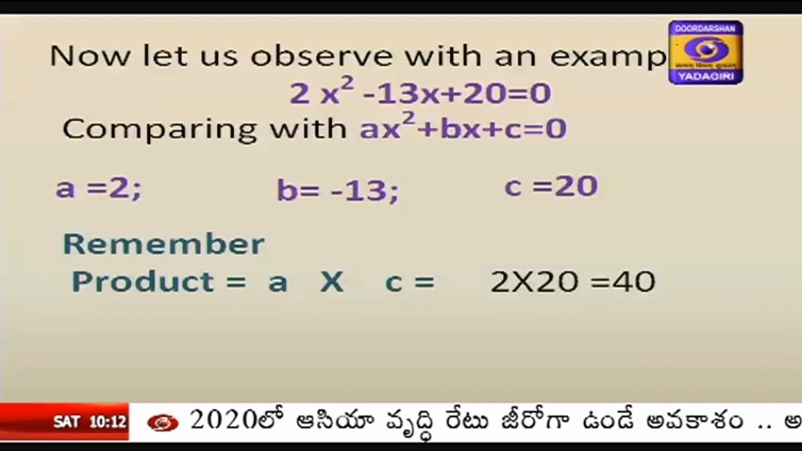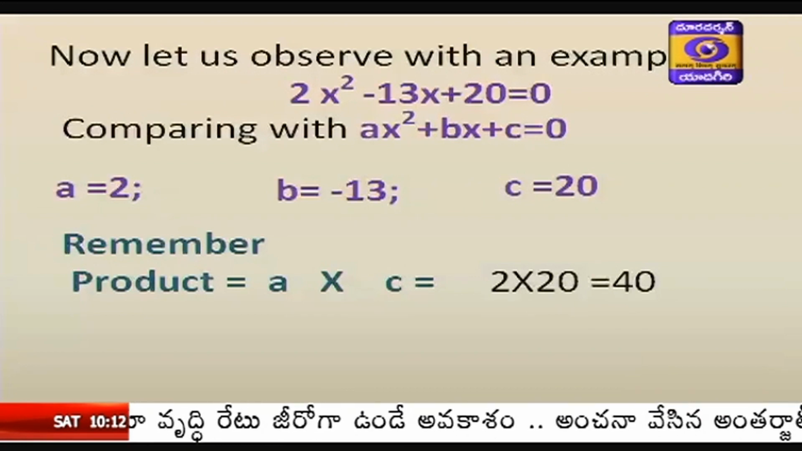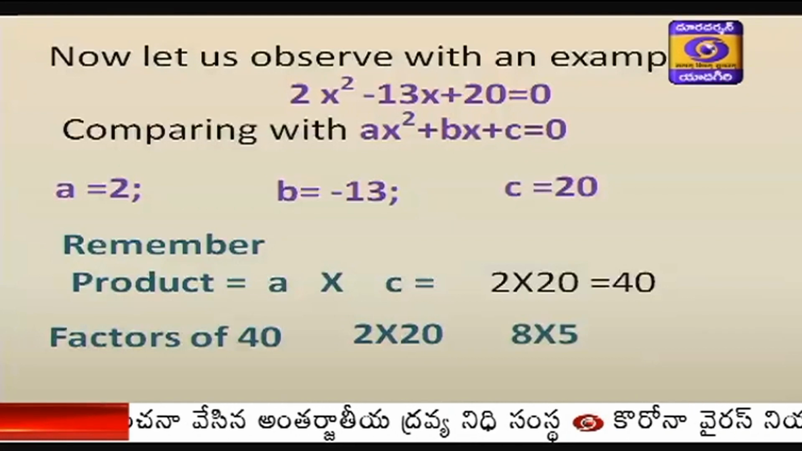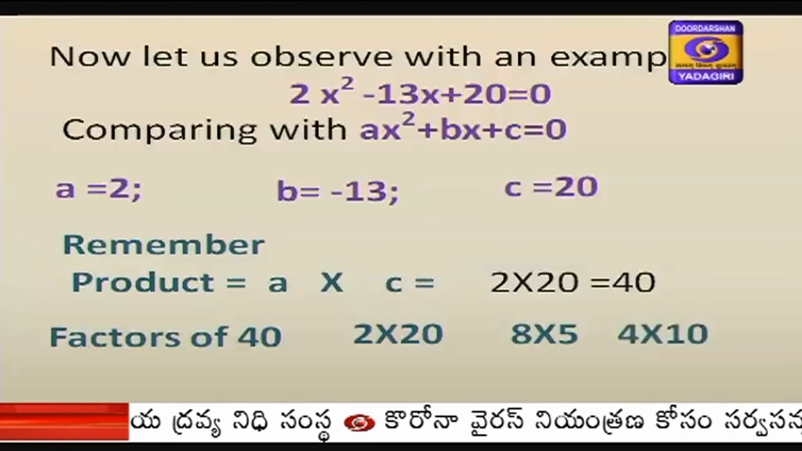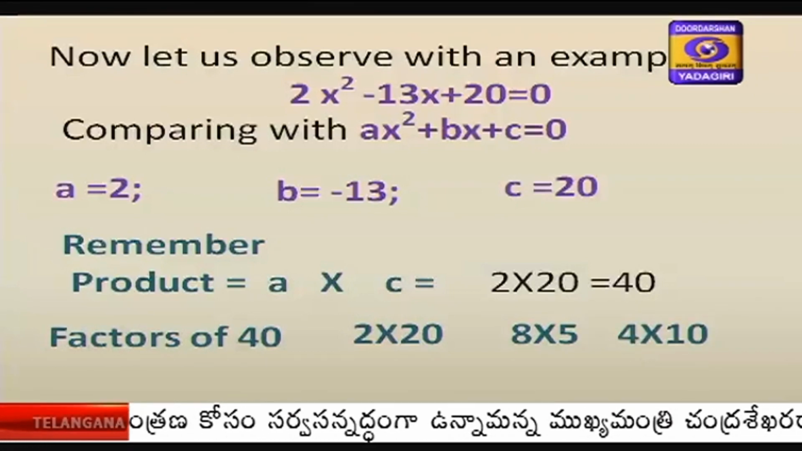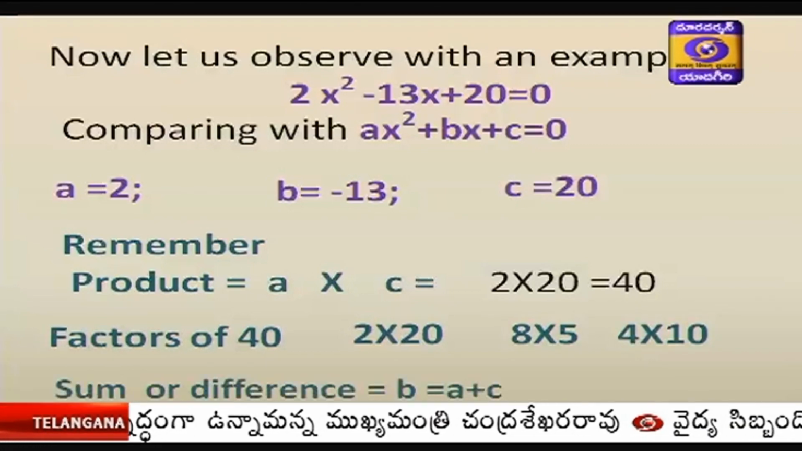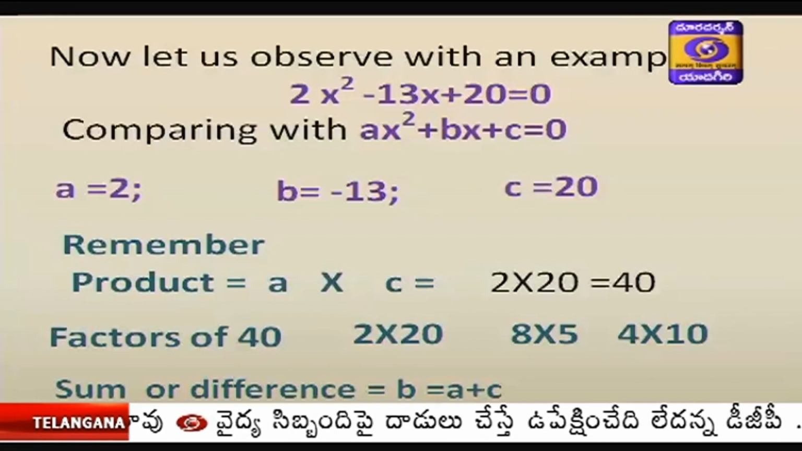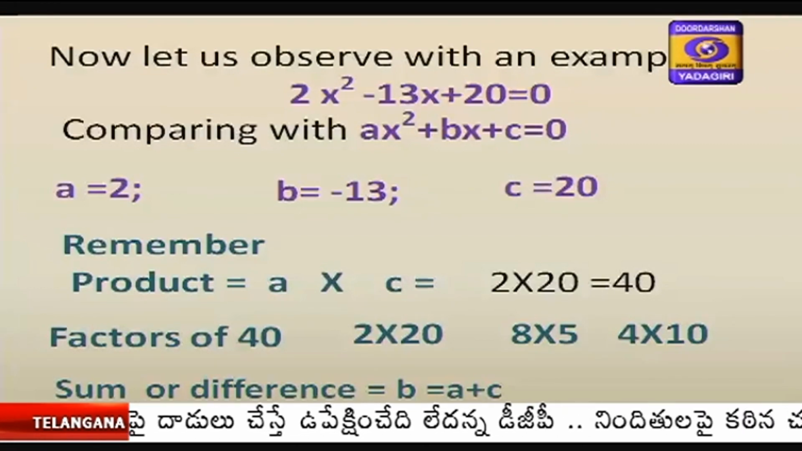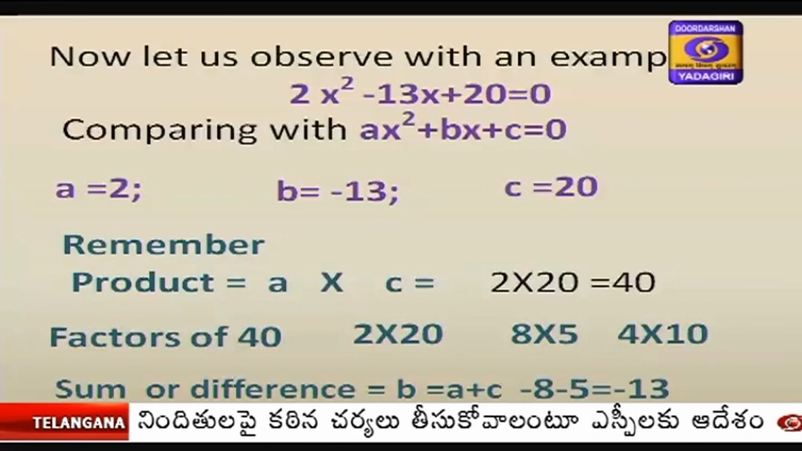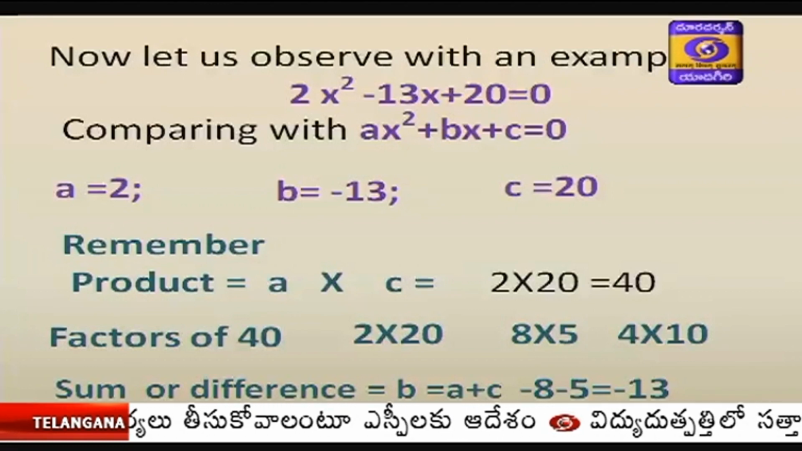Then factors of 40, many factors will be there. 2 into 20 is also equal to 40, 8 into 5 is also equal to 40, 10 into 4 is also equal to 40. Out of these 3 factors, which one do we have to consider? We have to consider the sum or the difference of these factors must be equal to minus 13. So, I am taking minus 8 minus 5 equals minus 13.